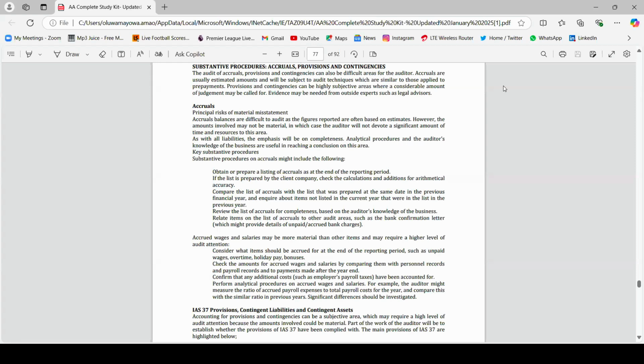If it's a receivable, obtain all the receivable accounts. If it's payables, obtain a list of all the payables accounts. Now we're talking about provision. Obtain a list of all provisions that the client has included in the draft financial statement. Now, when you obtain this list, what do you want to do with it?